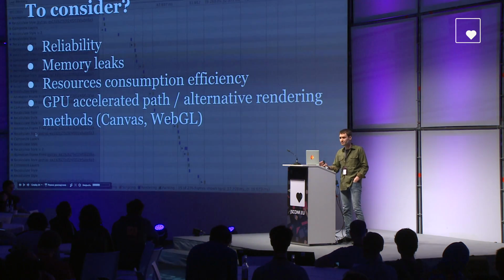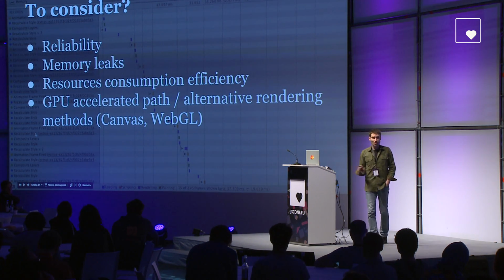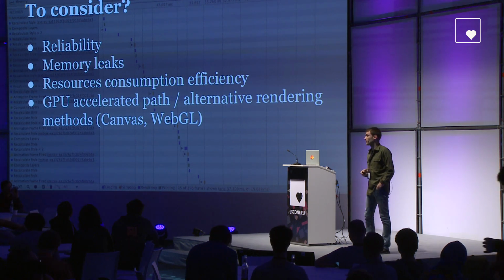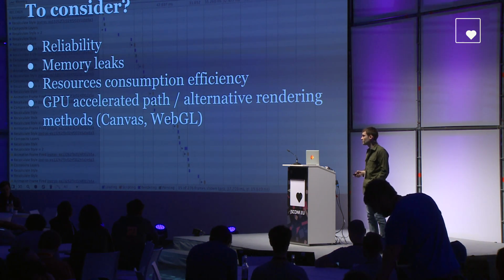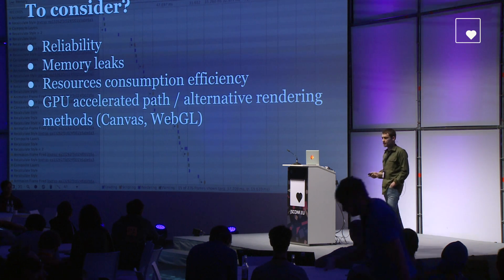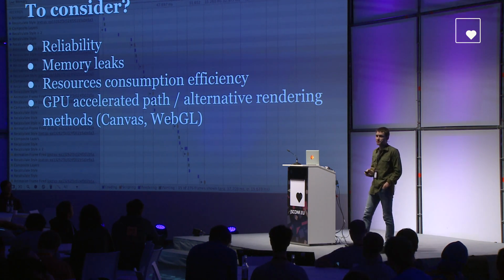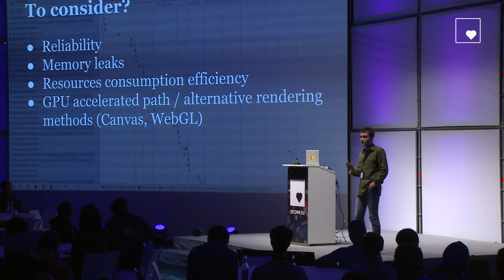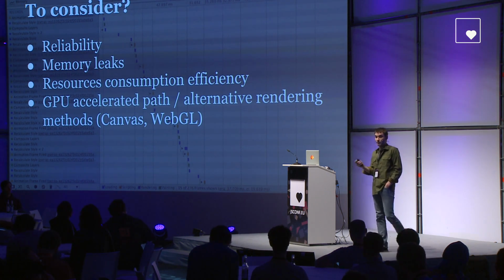The things to consider there were, of course, reliability. If you have problems with your instrument, it's a really bad situation. Then memory leaks are probably the most obvious thing to take care of, because once you have memory leaks, you have a less responsive instrument, and it's bad, or it can even crash. Then resource consumption efficiency. Also to think about, maybe for this you can use GPU accelerated paths or alternative rendering methods like WebGL or Canvas.